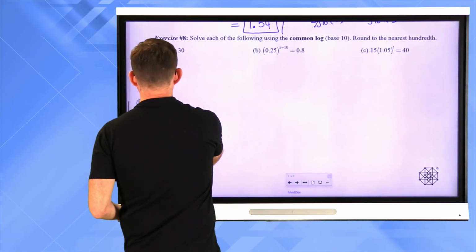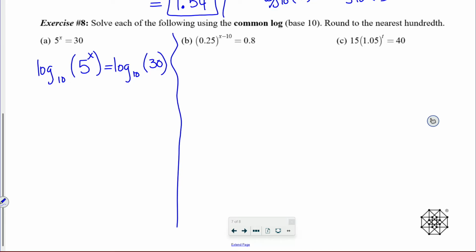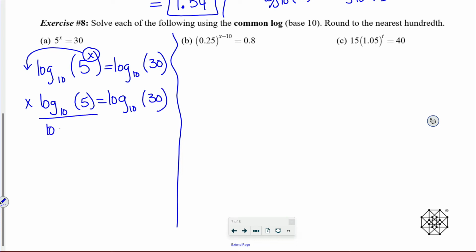And again, there's nothing really all that special about the common log either, except for the fact that historically it was one of two that was actually on your calculator. So I'm going to take the log base 10 of 5 to the x is equal to the log base 10 of 30. And again, I don't care what the log base 10 of 30 is. That logarithm law is going to allow the x to come out. That's going to be x times the log base 10 of 5 is equal to the log base 10 of 30. All right, now I can divide both sides by log base 10 of 5.